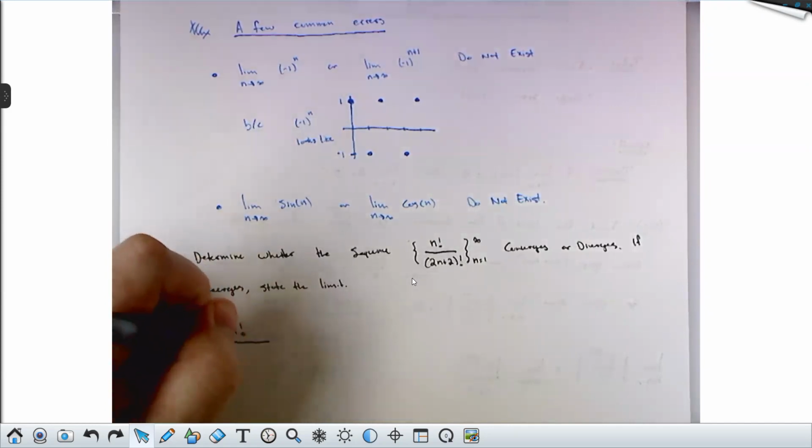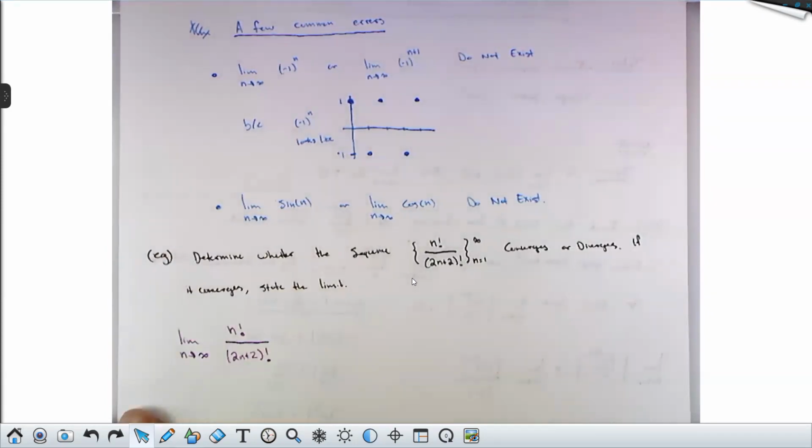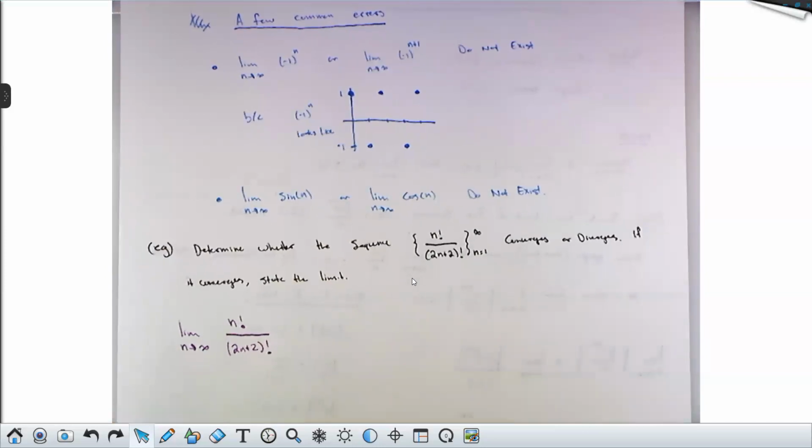Remember, what it means for a sequence to converge is that the limit as n goes to infinity of that sequence exists and is finite. That's the definition. So this is what I need to look at. Now the objects in question here are weird. It's got this exclamation point. Who remembers what the exclamation point means? Factorial. Good.